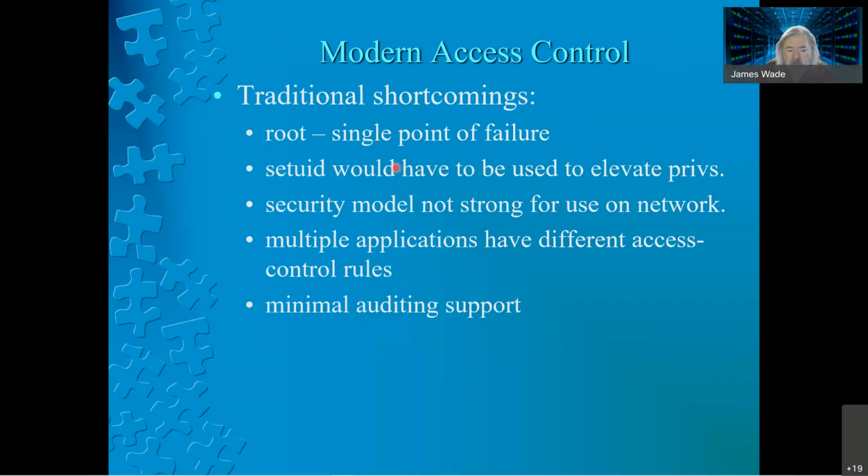So modern access control has some shortcomings. First, root is a single point of failure, meaning that if somebody gets the root account, good luck. Okay? A set UID has to be used to elevate privileges. And then the security model isn't that strong when it's used on a network. And they're talking about sharing stuff on a network. The other thing is multiple applications may have different access control rules. And it has minimal auditing support. So what does all that mean?